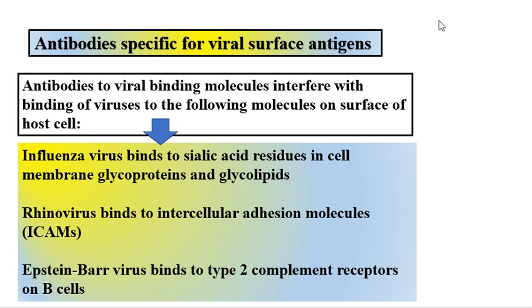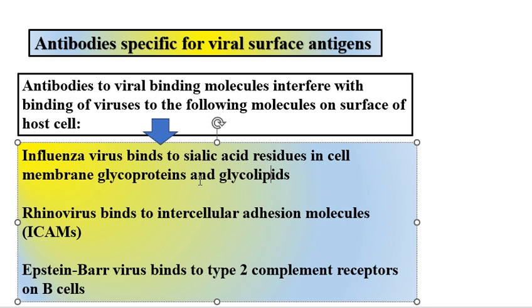These antibodies may neutralize or interfere with binding of viruses to molecules on the cell surface. As you know, antibodies work in mainly three ways: neutralization, opsonization, or activation of the complement.